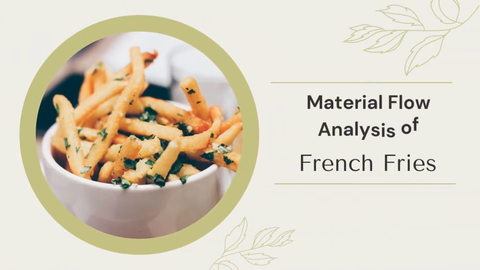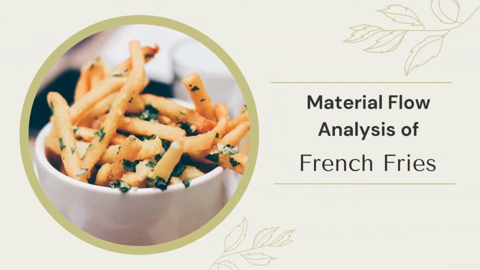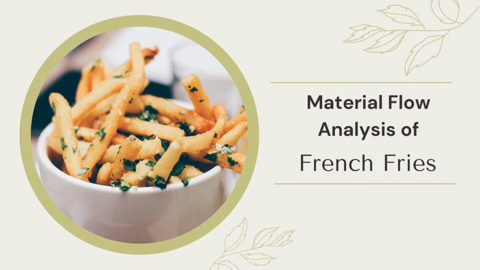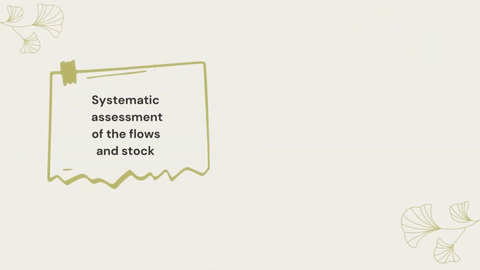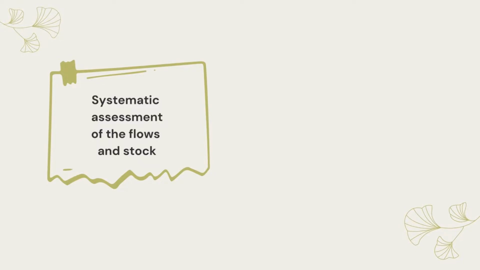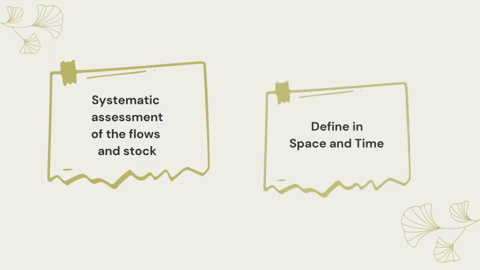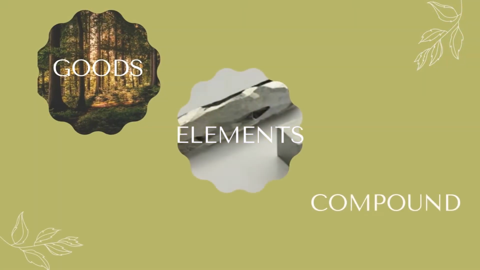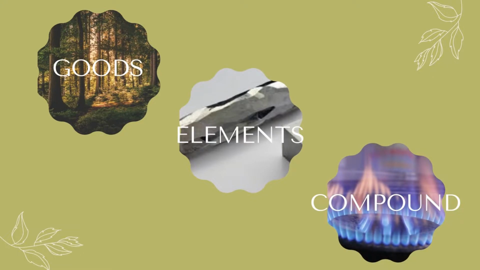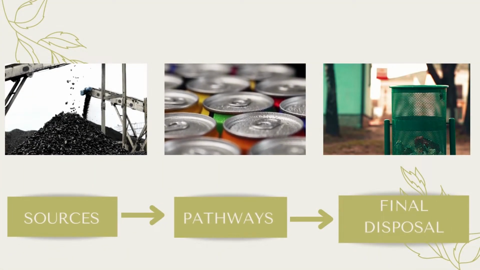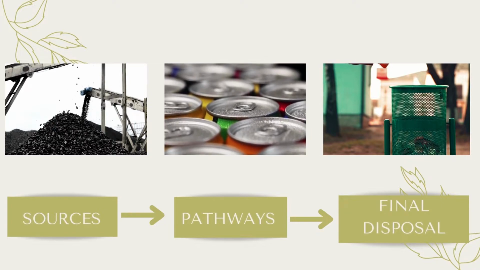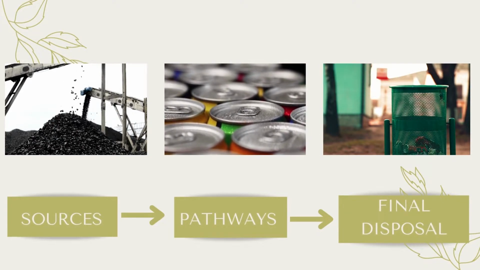Material flow analysis, also known as MFA, has become a useful tool for industrial ecology to analyze the metabolism of social systems. Material flow analysis is a systematic assessment of the flows and stocks of materials within a system defined in space and time. It can quantify and assess materials including goods, elements, and compounds. MFA connects the sources, the pathway, and the intermediate, also the final sinks of a material.